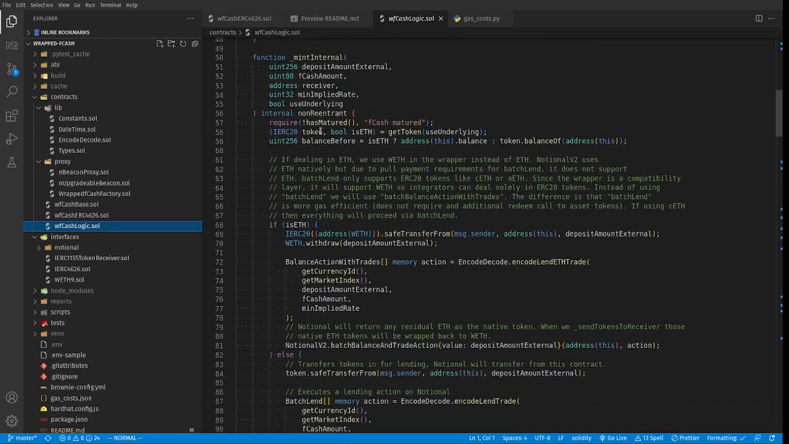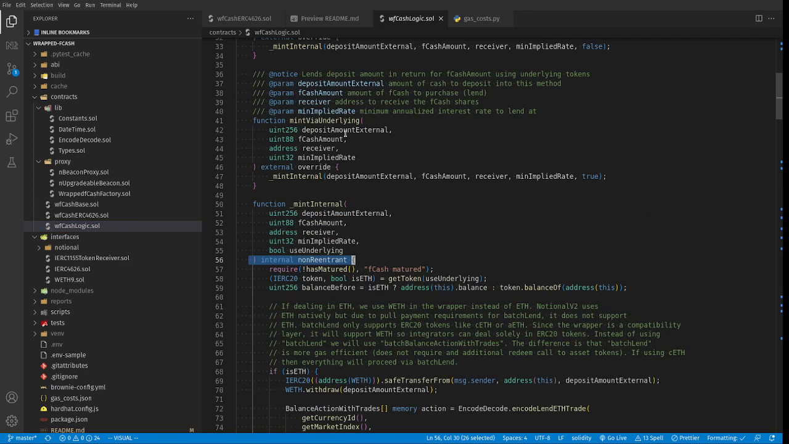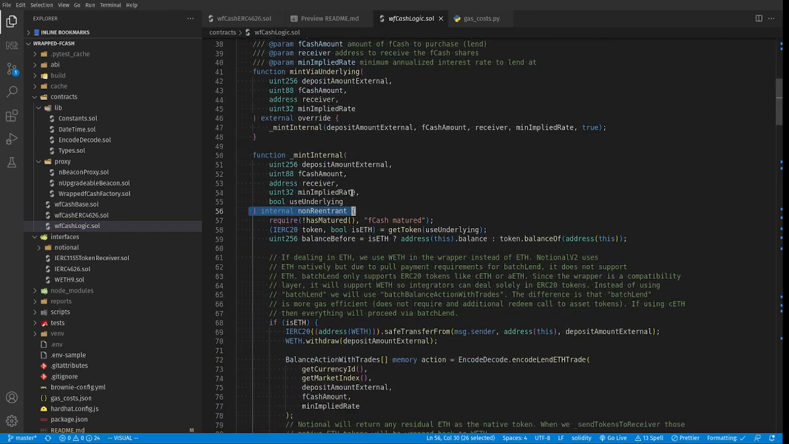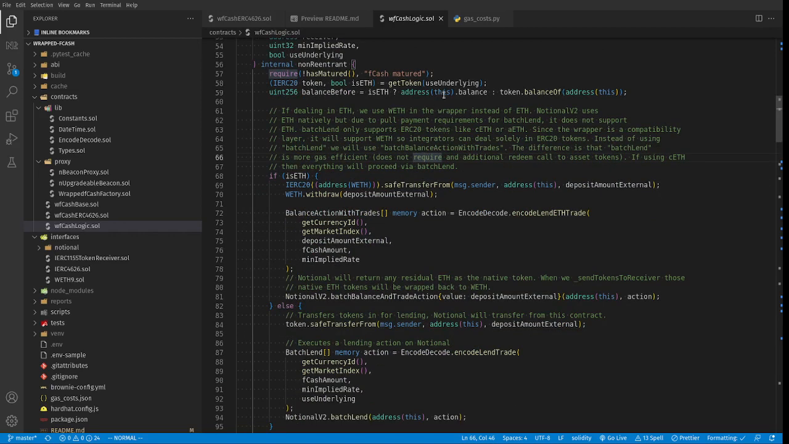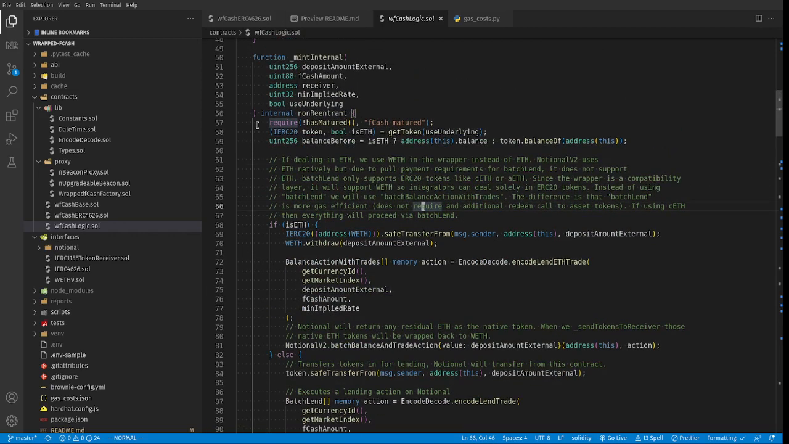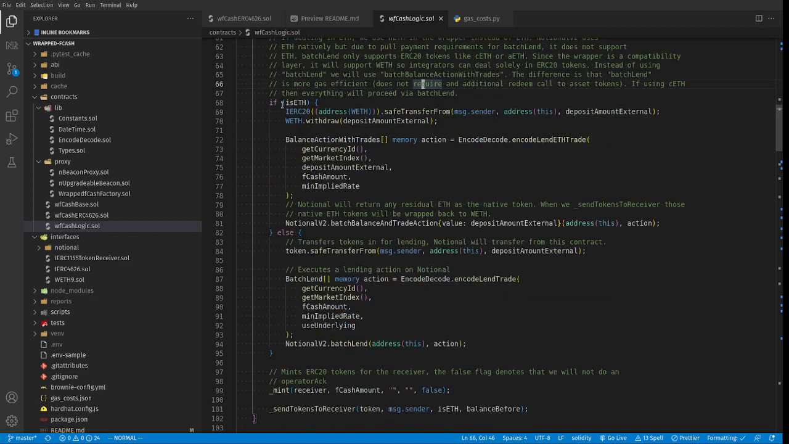So looking at the mint function here, the non-reentrancy guard is implemented here, so that'll catch any reentrancy coming through here, as well as on the ERC4626 side. Once fCash is matured, critically we cannot mint more fCash after maturity, so we'll guard against that here immediately. And then what we'll do here, in this if block, is basically the lending action.